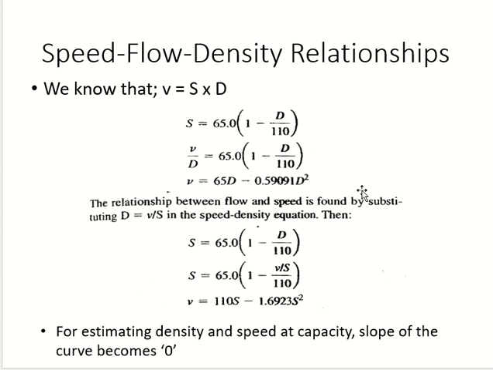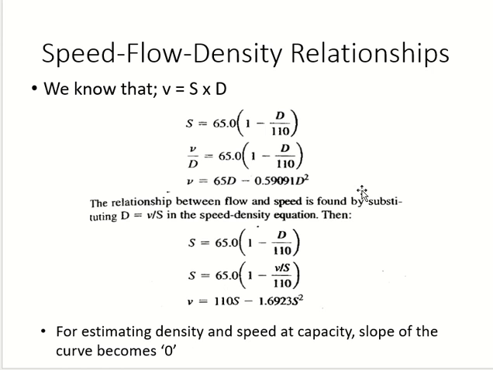Look at the equation I showed you last week: flow equals speed into density. Now, which speed are we talking about? We have talked about two speeds, space mean speed and time mean speed. Which one is it? It's always space mean speed. Clear? So I have a relationship between speed and density from the last graph, and I know this one as well.